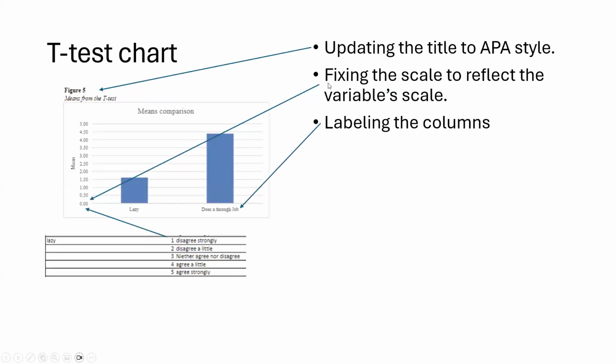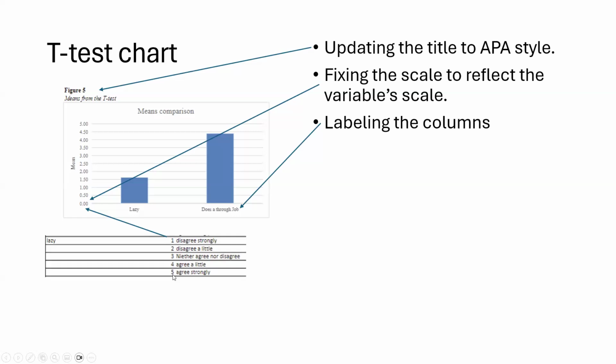On the chart, some of the common mistakes include forgetting to update the title here, the way that we see it in APA. Fixing the scale to reflect the variable scale. Very important. Excel is going to guess the answers here. But if you come back, that's why I had you pull this out. You just thought it was for fun, but I have you pull it out so you can use it.